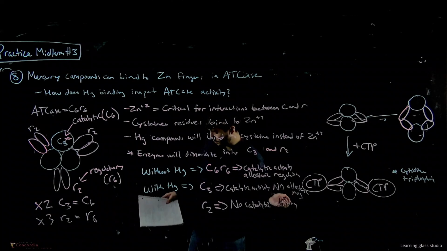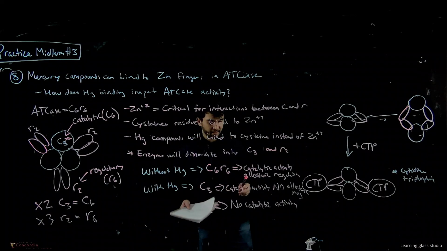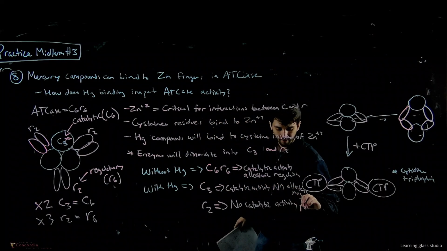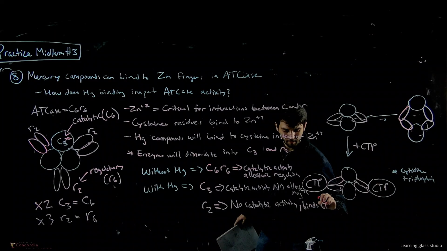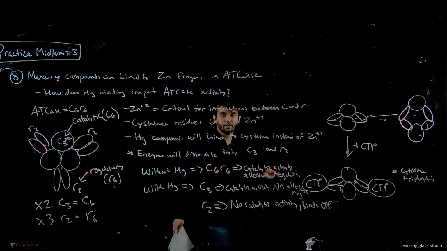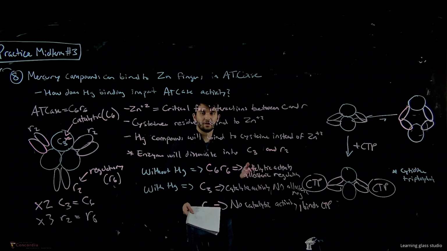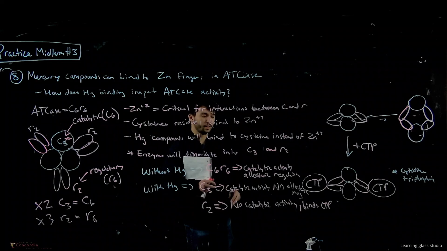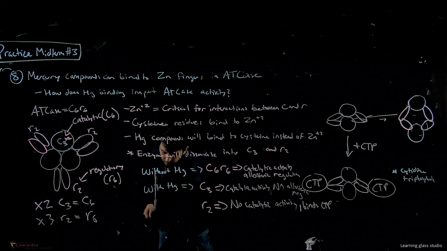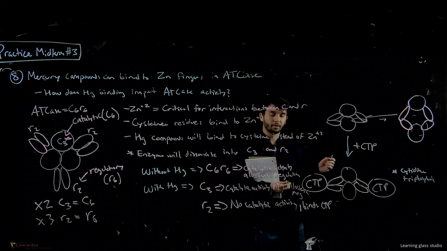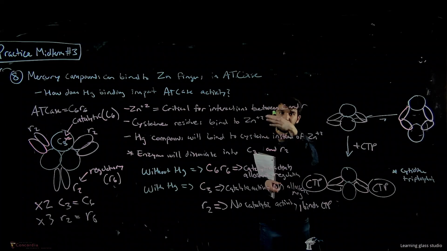And they can't do much else, but they can still bind to CTP. So that's really all they can do. All they can do is just sort of bind to the regulator, but that doesn't do anything because it's not bound to a catalytic domain anymore. So now kind of looking at the ATCase over here in a little bit more detail. This is not part of the question. That would be enough to answer the question.